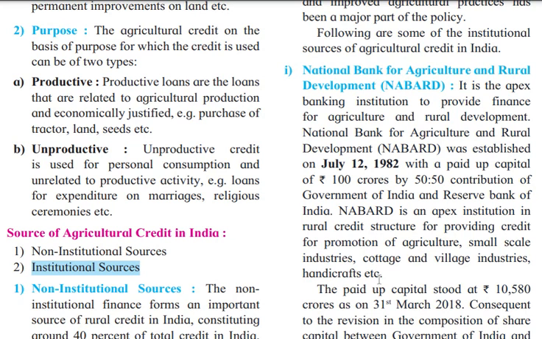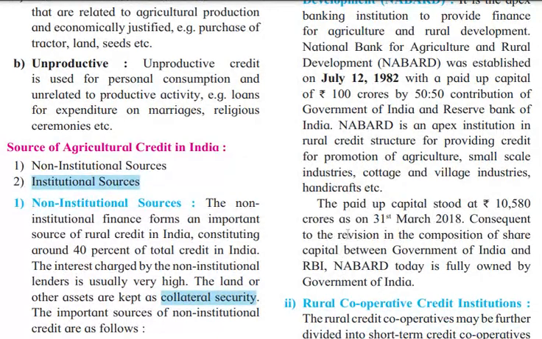It is one bank which was specifically established on 12th July 1982, and this is the full form, National Bank for Agriculture and Rural Development. It is specifically to give loans to the small scale industries, cottage industries, and handicrafts. Okay. And it started with the help of 100 crores.